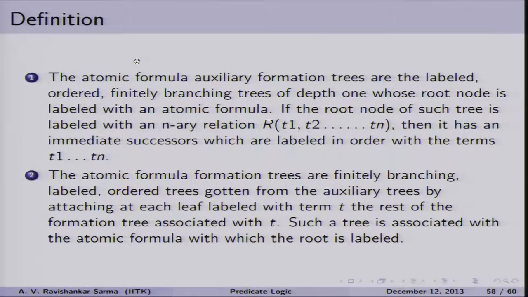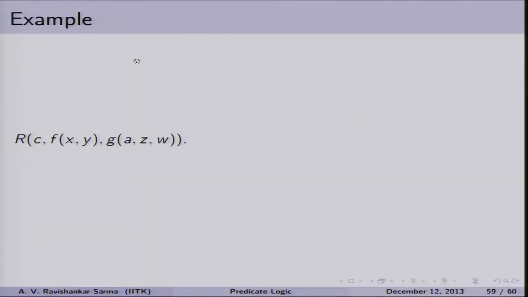And the second one is that atomic formula formation trees are finitely branching labeled ordered trees which are obtained from the auxiliary trees by attaching, at each leaf labeled with some term T, the rest of the formation tree associated with that term T. Such a tree is associated with the atomic formula with which the root is labeled. So now let us consider some examples of atomic formation trees.